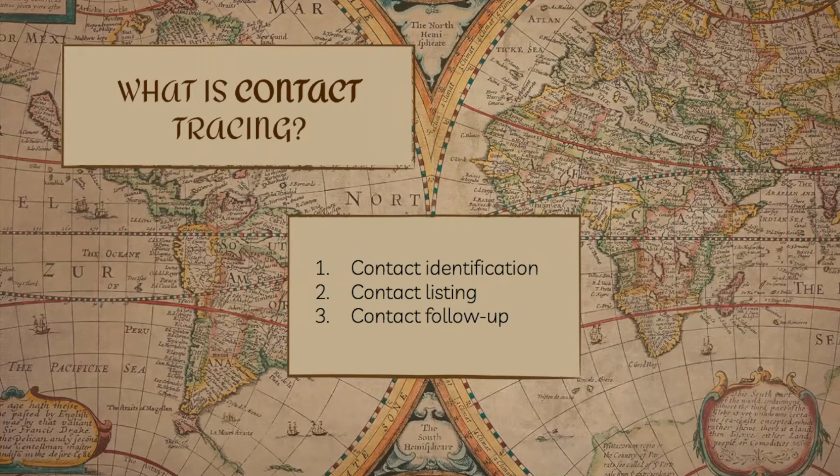1. Contact identification. With the help of the infected individual, any contacts within the maximum period of infectiousness, which is around 2 weeks for COVID, are identified. 2. Contact listing. An effort is made to inform every listed contact that they may have been infected and the next steps they should take, such as quarantining or getting tested. 3. Contact follow-up. All contacts continue to be monitored for symptoms of the virus.